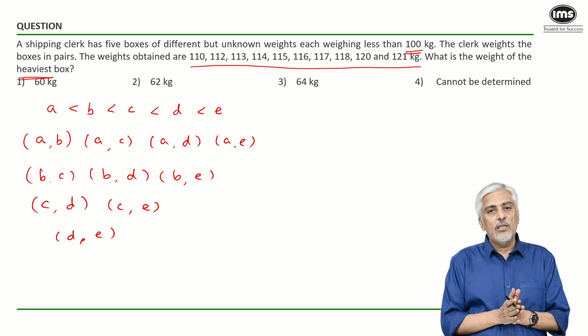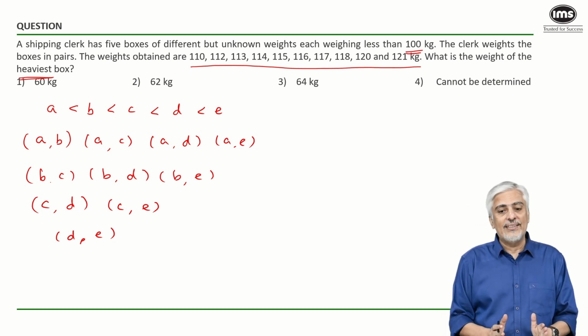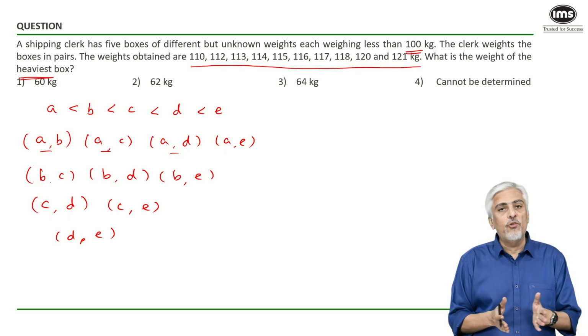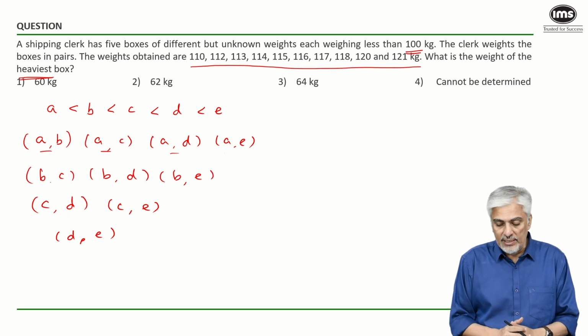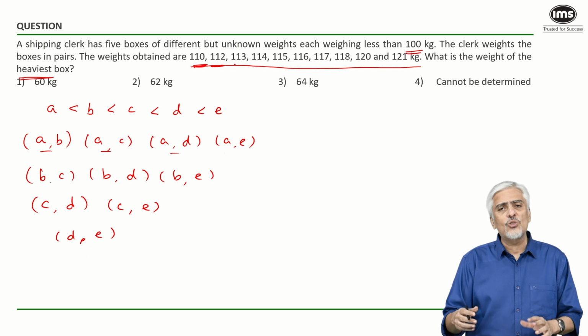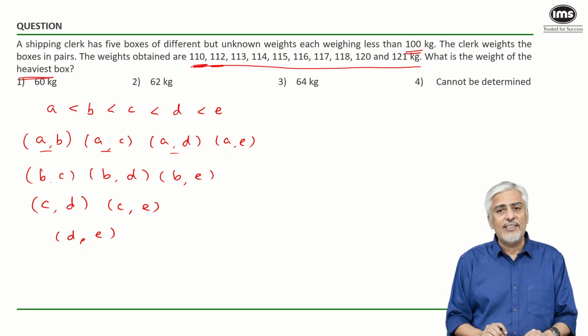Now, if you add all these 10, how many times will you get A? 4 times. You will get B 4 times, C 4 times, D 4 times and E 4 times. And that will be the same. That means, see, if this was A plus B, A plus C and so on, whatever. I don't know which is what. I'll come to that later.